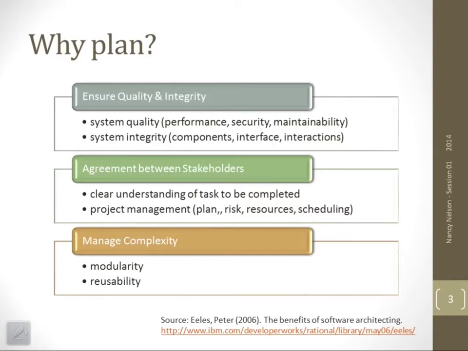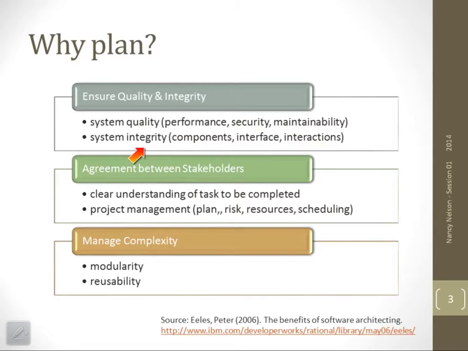So why do we even plan programs? Why don't we just sit down and start writing code? Well, there are three main reasons why we should. And the bigger the program you're going to write, the more important it is that you do some planning up front. The first reason we should plan is to make sure that the quality and integrity of the program is good. So in terms of quality, we're talking about performance. So we want to make sure that it does what it's supposed to do, that it does it in a safe and secure way, and that it's written in a way that's easy for others to maintain.